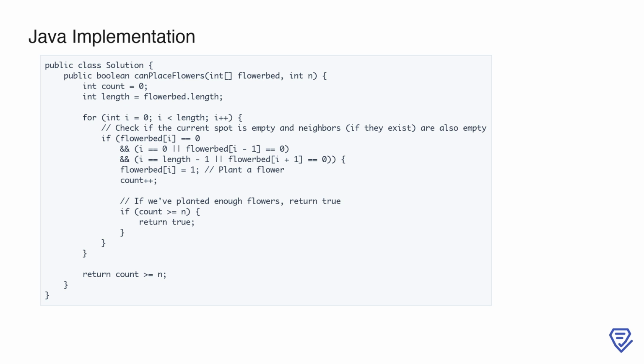The logic mirrors the provided Python solution, with adjustments for Java syntax and type declarations. Key differences include the use of primitive types, int, and the absence of Python-specific features like dynamic lists. The algorithm iterates through the flowerbed, checking if each spot and its neighbors, if applicable, are empty before planting a flower. This ensures that the placement adheres to the problem constraints.